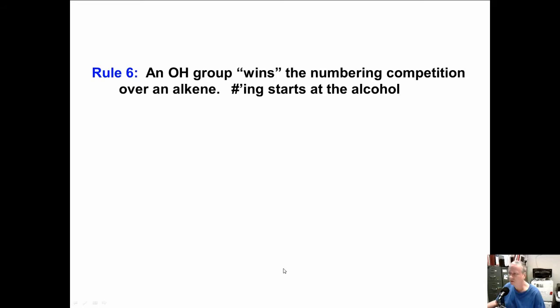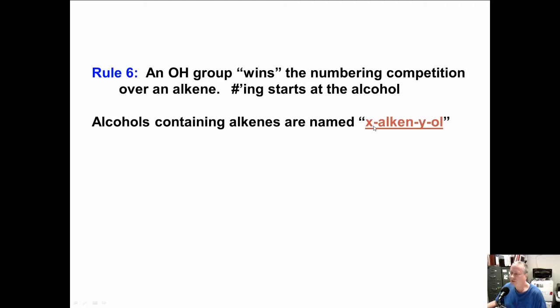Okay, and just a slight twist. If you have an alcohol somewhere in the molecule, it wins the numbering competition over an alkene. So the numbering starts closer to the alcohol. All right. So alcohols containing alkenes are called X-alkene-Y-ol, which is a horrible thing that's kind of hard to memorize.